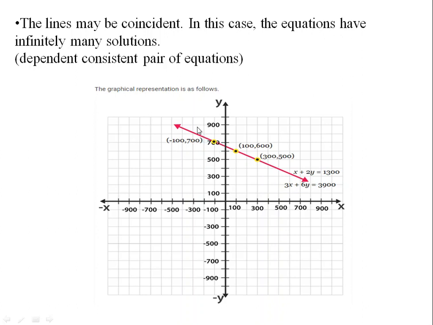Next one, this you have learnt in the previous slide. This is the same example. The lines are showing x plus 2y equal to 1300 and 3x plus 6y equal to 3900. If the lines coincide, the equations will have many solutions and such a pair of equations is known as a dependent consistent pair of equations.